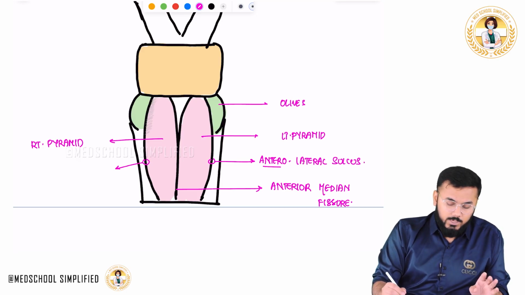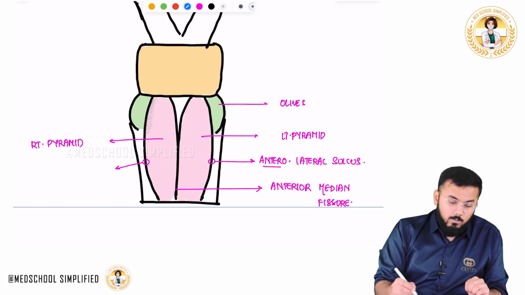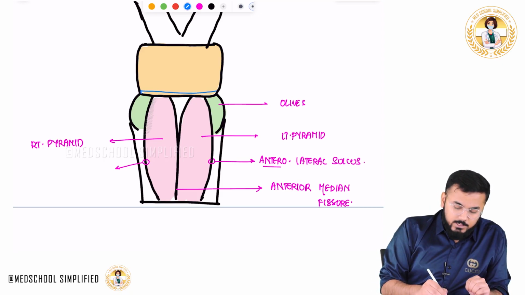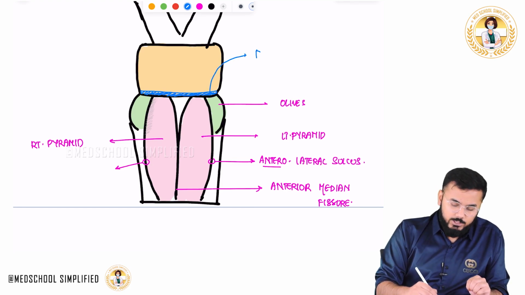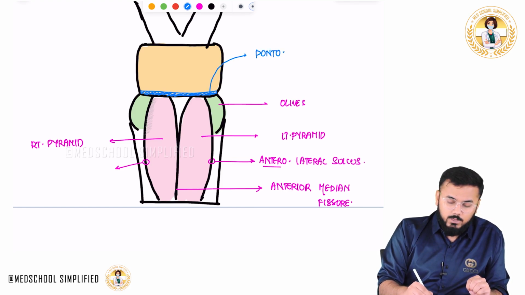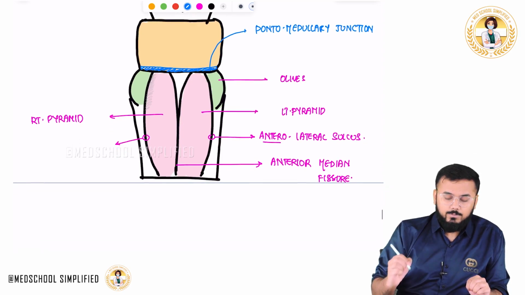fissure. Okay, right. Now the junction between the pons and medulla oblongata. So where is the junction? See, this is the junction between the pons and medulla oblongata. So this junction between the pons and medulla oblongata is called as pontomedullary junction. Okay, this is called as pontomedullary junction.